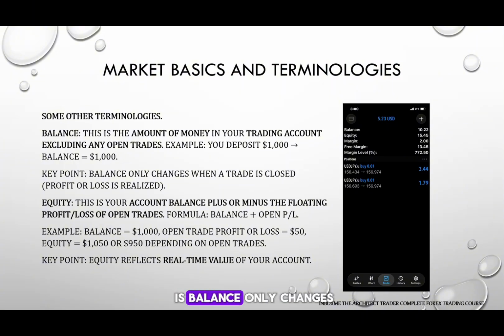Then the key point is balance only changes when a trade is closed. Just like I said, if this trade had been closed, I didn't take a screenshot of when I closed the trade, you'd have seen the change in balance. Balance only changes when a trade is closed. Profit or loss is then realized, so you'll have seen maybe you actually lost that particular trade or you actually made money.